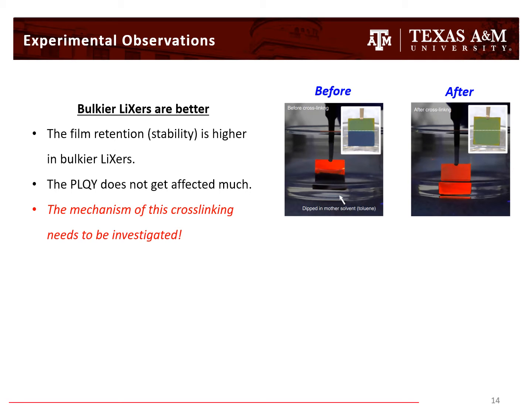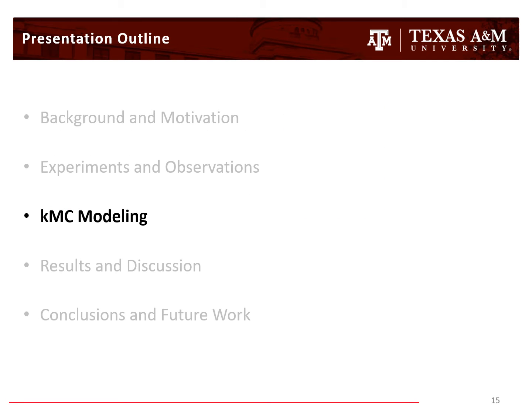But if you cross-link them, the ligands stay together, the quantum dots stay together, they're much more stable, and then you can have this film and you can try to repeatedly pattern it. This is all from experiments. However, it's important to understand how mechanistically this cross-linking reaction is happening and what are the different effects to understand and make it better.